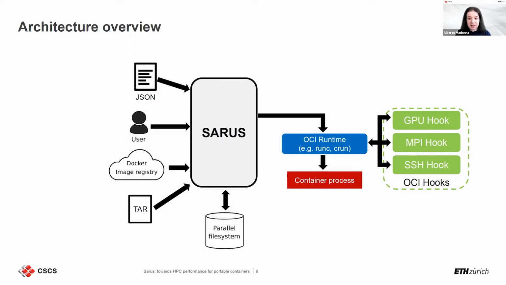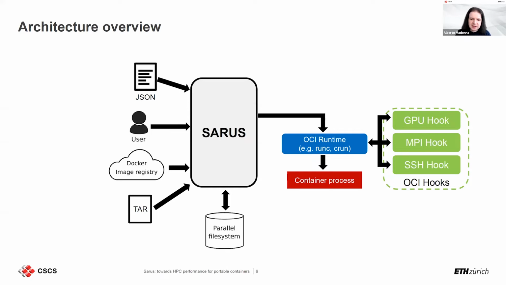In this way, a third-party runtime program adopting the same interface, following the same standards, can be used to deal with the low-level details of spawning a container process, while Sarus takes care of the HPC-specific aspects. Sarus currently uses runC, which is a reference implementation and is also at the heart of Docker, the internal runtime of Docker.